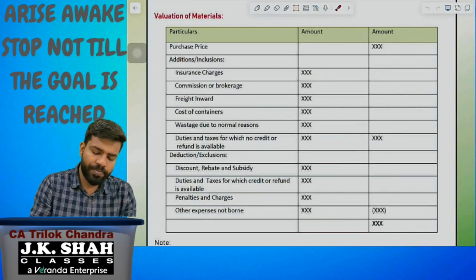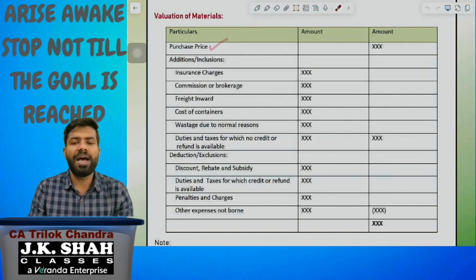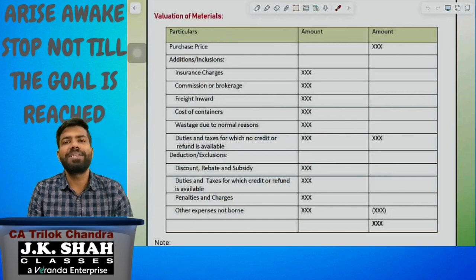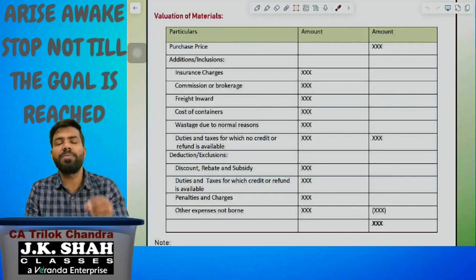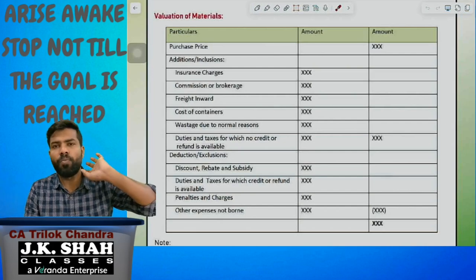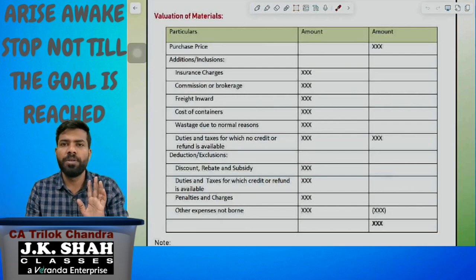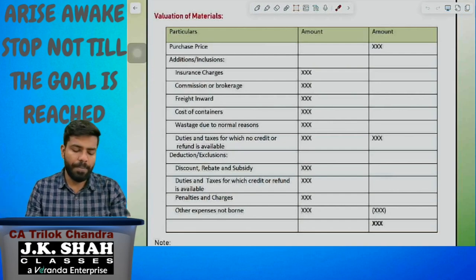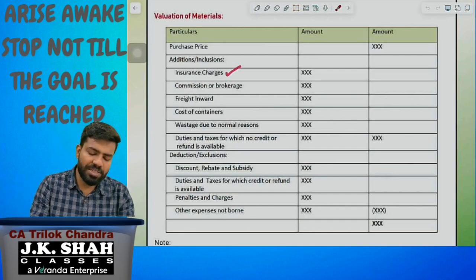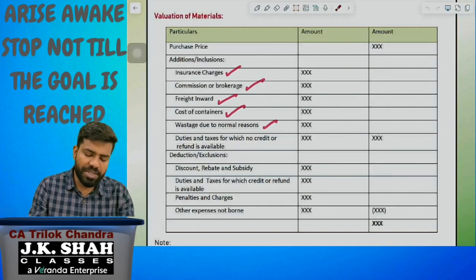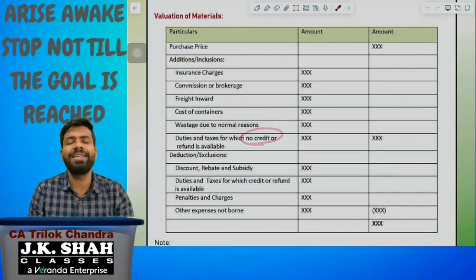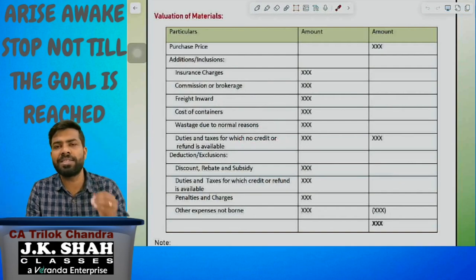Look at this. First, purchase price. I already told you purchase price or purchase cost is nothing but the amount paid to the supplier. Whatever amount is paid to the supplier, we are going to call it the purchase price. Items to be added are insurance charges, commission, freight inward, cost of containers, wastage due to normal reasons, and duties and taxes for which no credit is available.